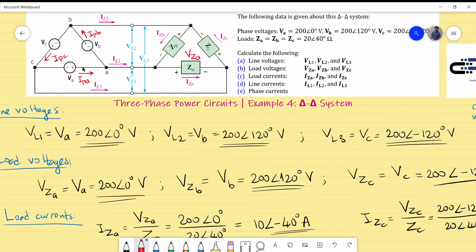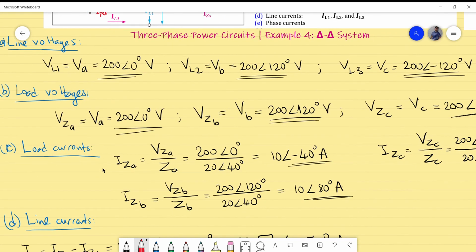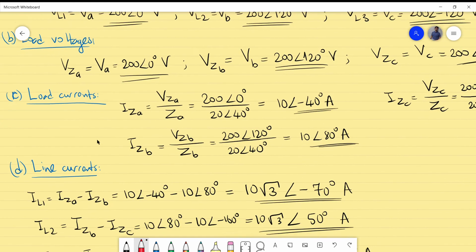Again, you can do the math. For example, if you do the Kirchhoff current law at this point, IPA is equal to IL1 minus this one. But you don't know both of them, so it will be a complicated equation to solve. So there's also a formula for this, and we can again check that. So the formula is the following.